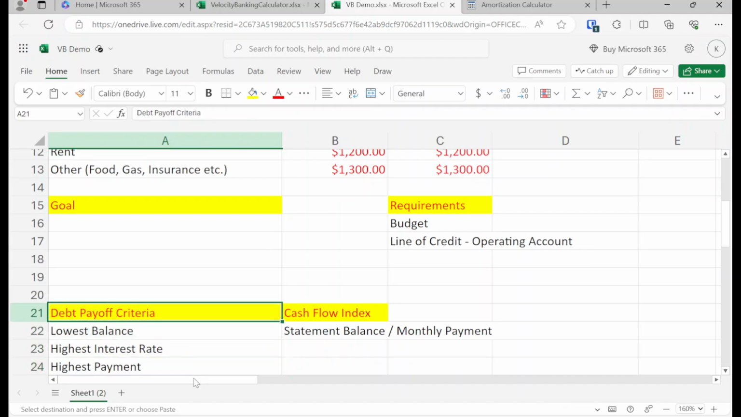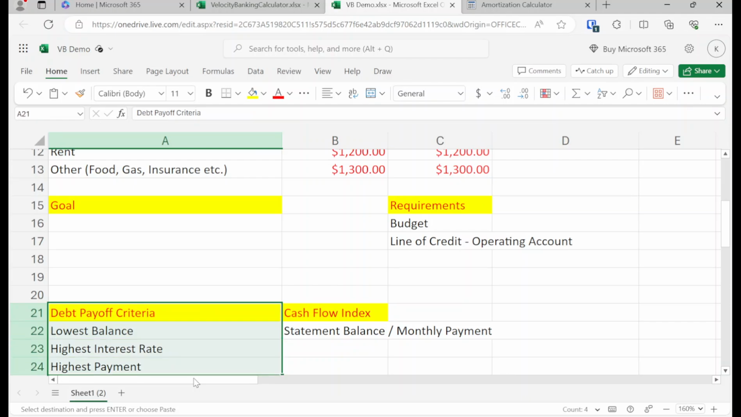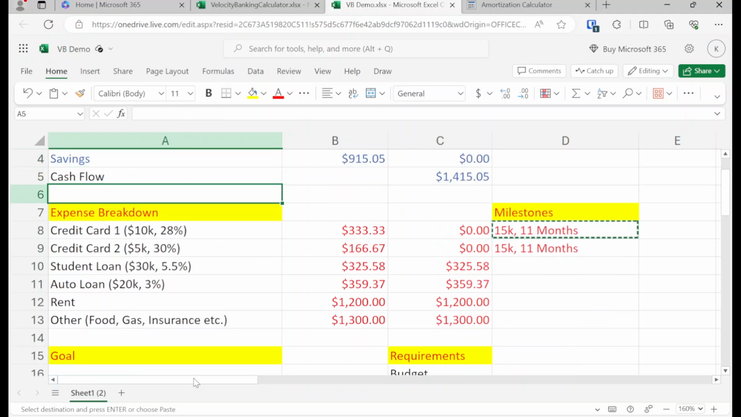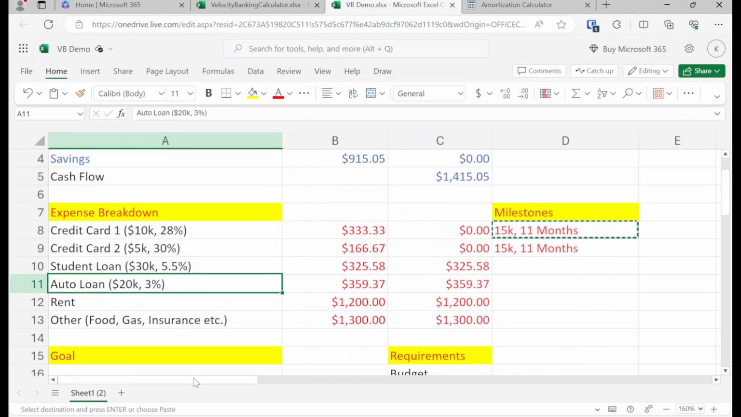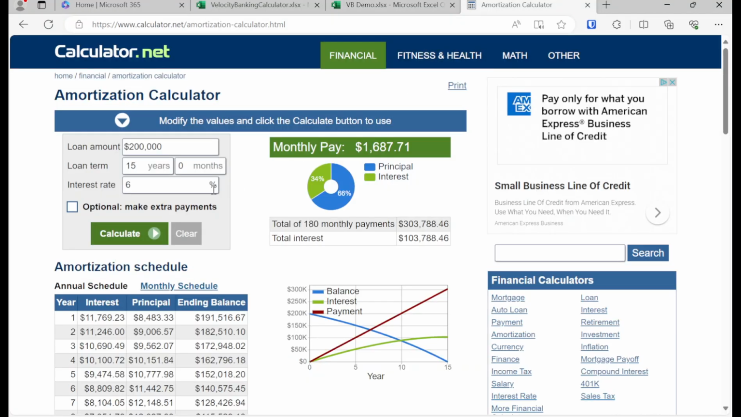This is the traditional debt payoff criteria, where you look at the lowest balance, highest interest rate, and highest payment. And the second one is called the cash flow index. So let's try to look at this one first. The lowest balance, the highest interest rate, and the highest payment. So which one has the lowest balance? I don't know yet because I have to recalculate that after 11 months, but it's probably this auto loan right here. This one has the highest interest rate, and this one has the highest payment. I'm assuming it's going to be the auto loan, even though it has a lower interest rate. But let's figure out after 11 months what the balance is.